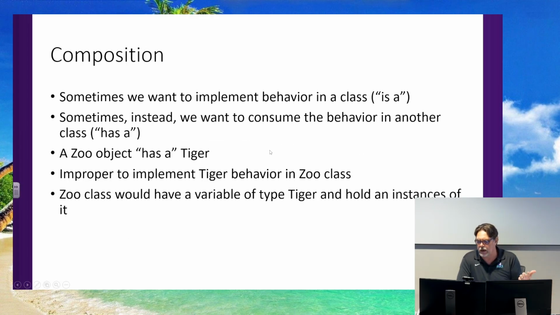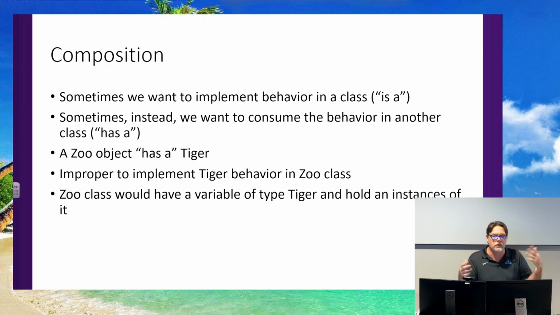Another terminology thing I want to throw out there as we go is composition, and that has to do with the is-a and the has-a relationship. We talk about that a lot in object-oriented programming. So my example here is if you are implementing a zoo class and a tiger class, we would not say that the zoo is a tiger, so you wouldn't put the methods about a tiger into the zoo class.